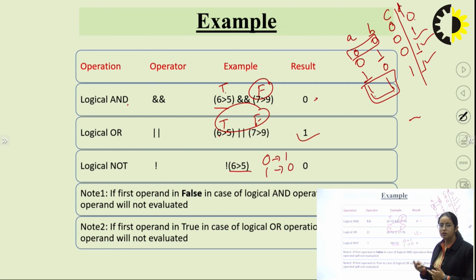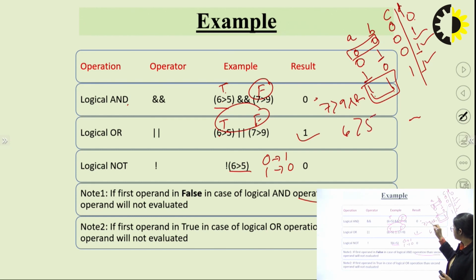It just reverses the output. Suppose a true value becomes false, and a false value becomes true. Two important points about the logical AND: if the first operand is false, it will not evaluate the second. For example, if I take 7 is greater than 9 and 6 is less than 5, the first is false, so it will not check the second condition. This is about the logical AND.